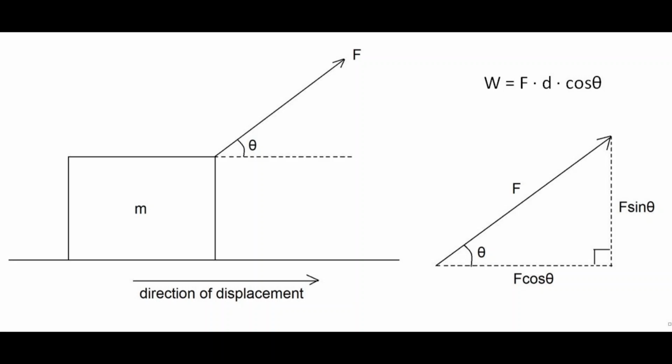direction of the displacement. So you're looking for cos theta, because sine theta is opposite the angle, and that will give you the vertical component. And you want to work out the horizontal component. So F cos theta is the horizontal component. And to work out the work done, it would be F cos theta times D.